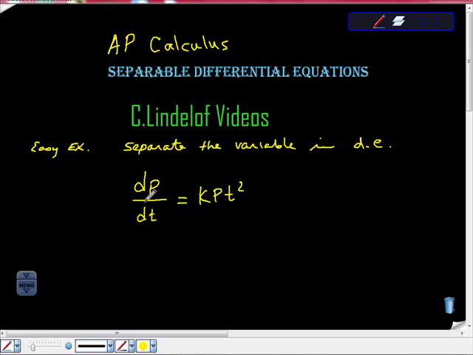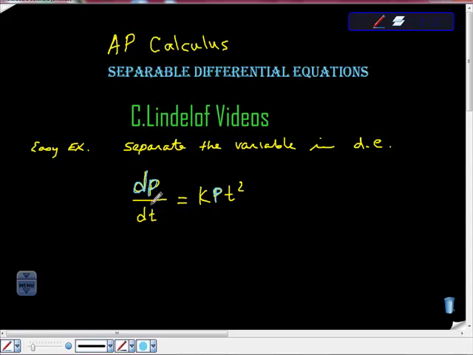So we can see this is a differential equation. What I want to do is get all the, in my mind, this is what I'm seeing: I have dp here, here I have p, here I have dt, and then I have a variable of t. So I just want to get them together.